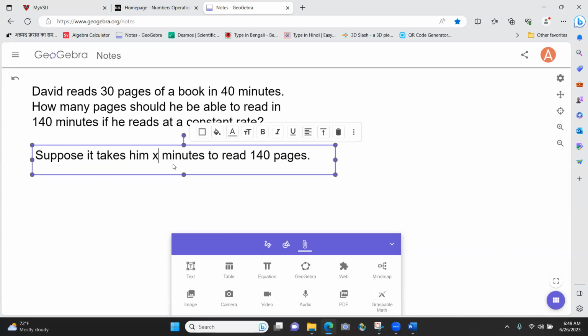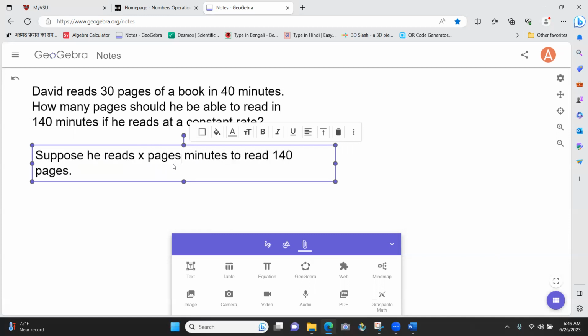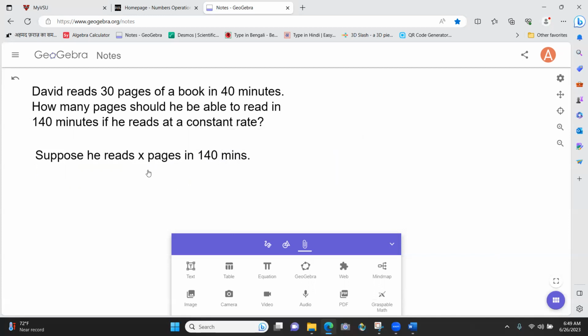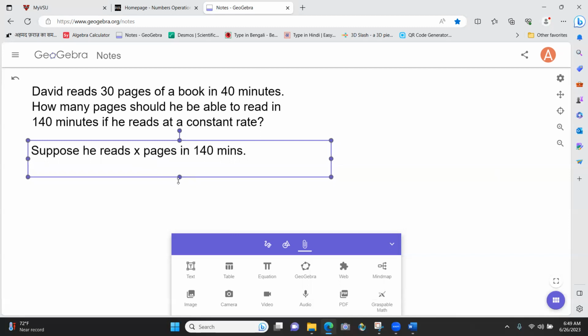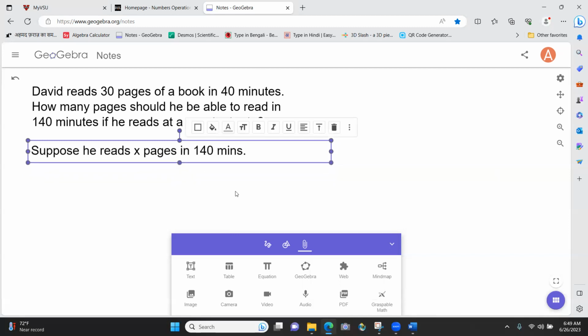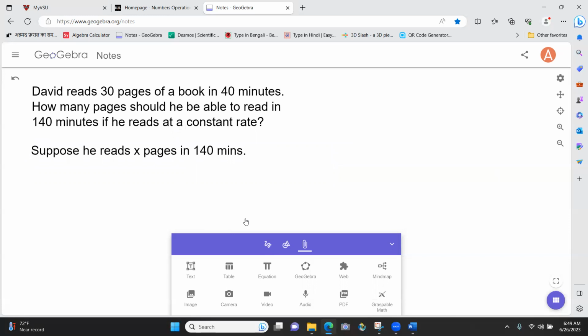Let's say suppose he reads X pages in 140 minutes. I'm just going to write mins. Okay, I kind of switched it around. All right, suppose David reads X pages in 140 minutes. Now, I will set up a proportion.